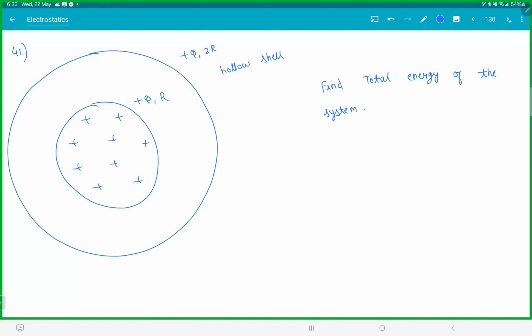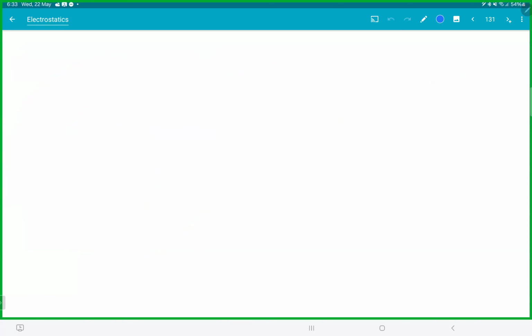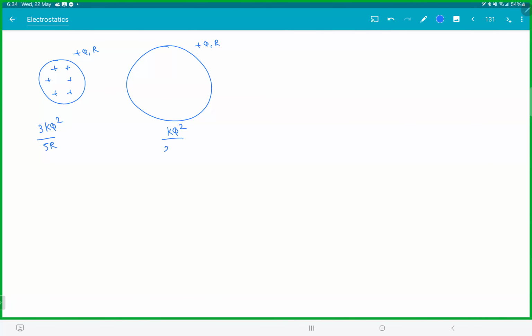Now if you see in this thing, there are 3 parts here. First, let's do like this. Construct the solid sphere separately. Construct the hollow sphere separately. So this guy is 3kq square by 5r. This guy is kq square by 2 times radius. Be careful. These are self energies.